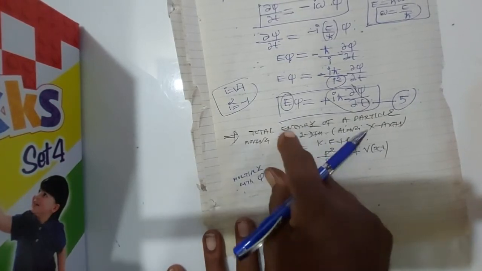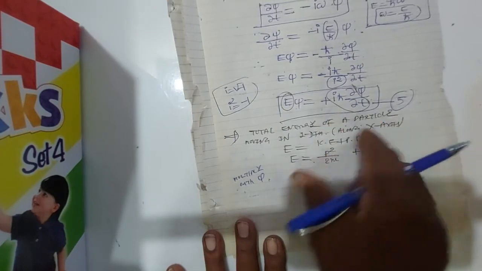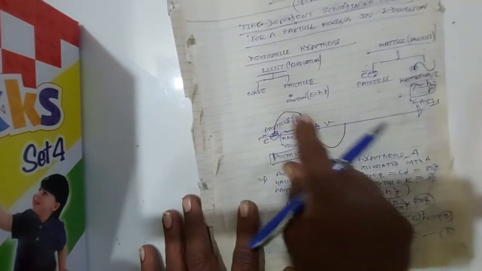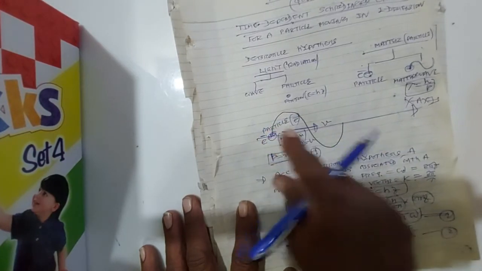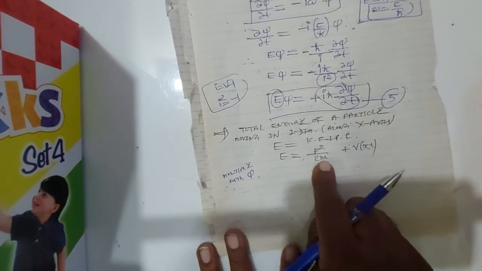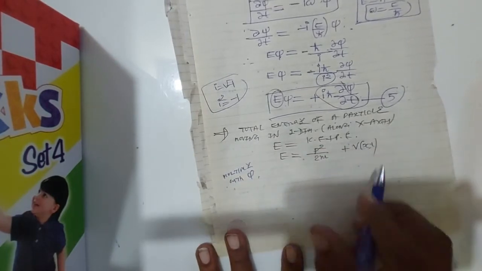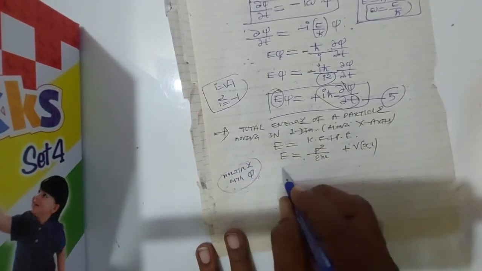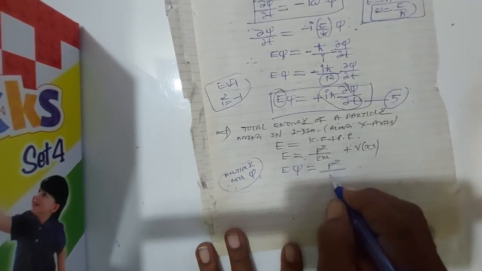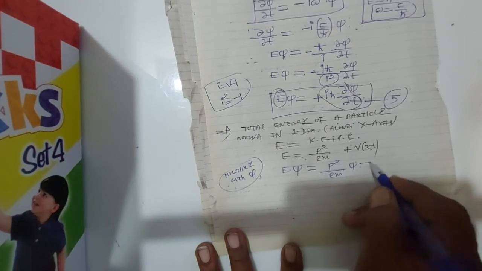So let us write the total energy of the particle, electron, moving with velocity v along x-axis. It is the sum of kinetic energy of the particle, p square upon 2m, and potential energy of the particle, v(x,t). Let us multiply both sides with wave function psi. So we get E into psi, p square upon 2m into psi.